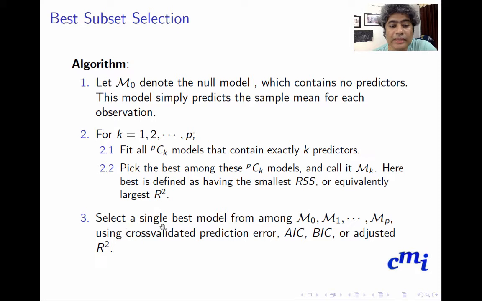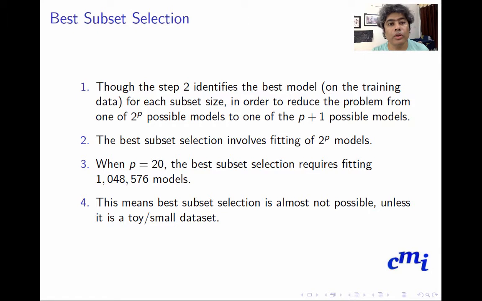Then you select a single best model among M0, M1 to Mp using cross-validated prediction error, AIC, BIC or adjusted R square. So step 2 identifies the best model on the training data for each subset size, in order to reduce the problem from one of the 2 to the power p possible models to one of the p plus 1 possible models.